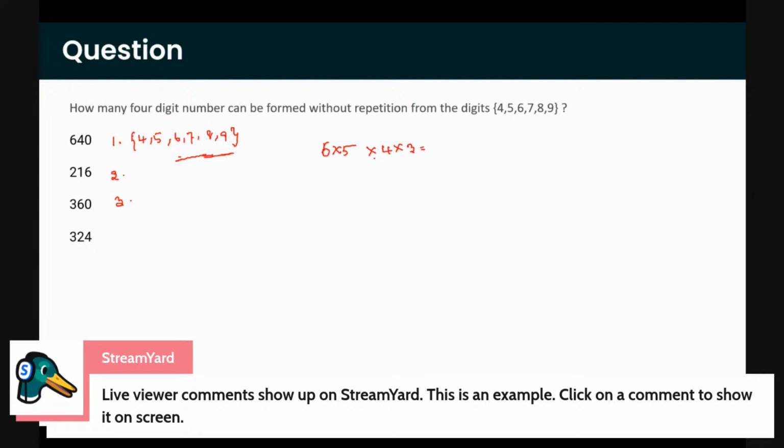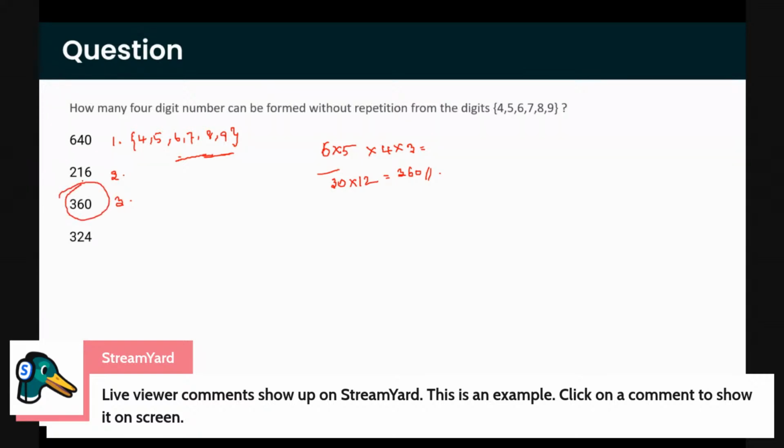Without repetition, the total number of 4-digit numbers that can be formed is 6 into 5 into 4 into 3, which is equal to 6 threes are 30 into 12, which is equal to 360. So 360 ways can be formed without repetition from the digits 4, 5, 6, 7, 8, 9. So option 3 is correct.